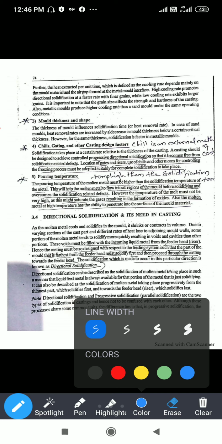This type of solidification method is called directional solidification. Directional solidification can be described as solidification of the molten metal taking place in such a manner that the liquid feeder metal is always available for the portion of metal that is solidifying.